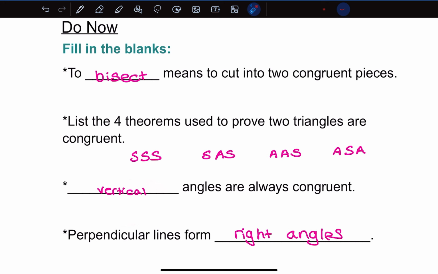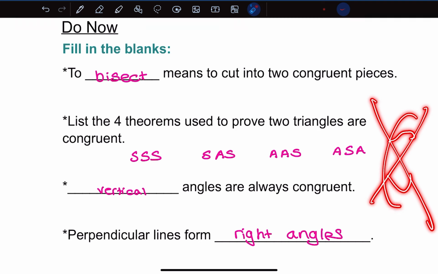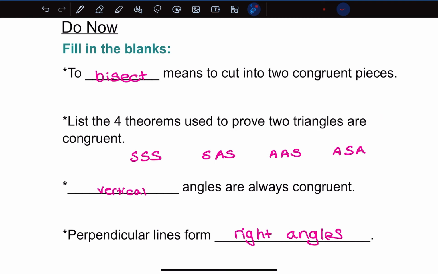Vertical angles are always congruent, so when you see this crisscross pattern, you know that these two are going to be congruent. And perpendicular lines form right angles, which are also congruent angles.